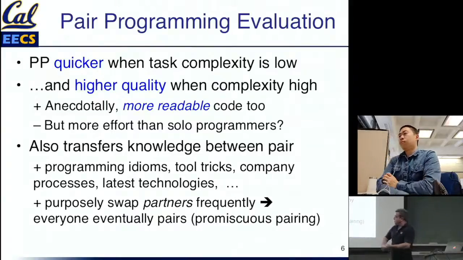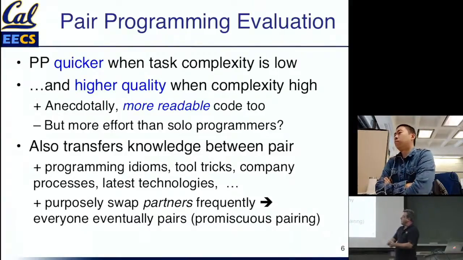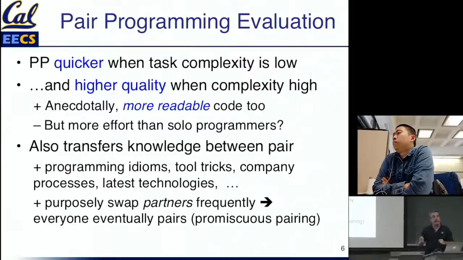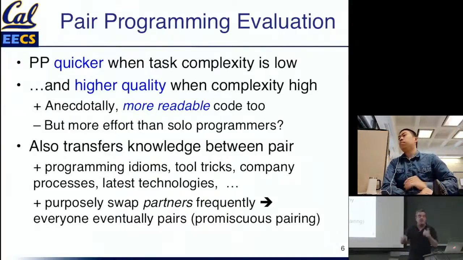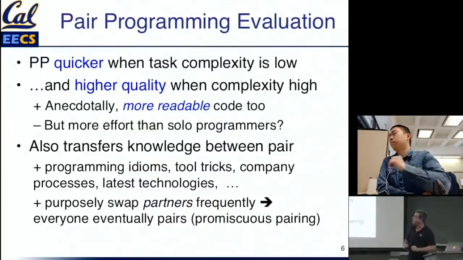I mentioned that some companies are so serious about this that they promote something called promiscuous pairing, which is you basically partner with everybody. So for example, if you're in a team of 6, there's 6 choose 2 ways that you can pair up. And if the team all programs together, you'll actually swap not only roles with your partner, but you'll also swap partners. And that's a way of disseminating information throughout the whole team.